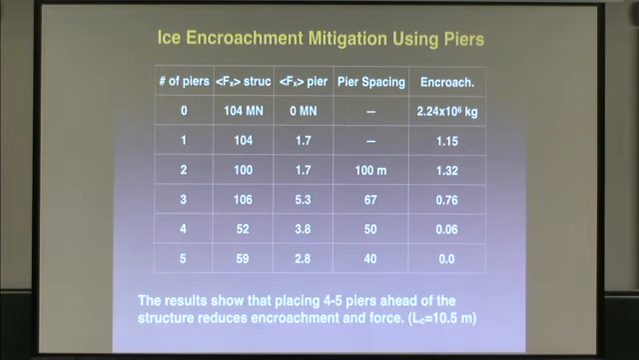The pier spacing goes from 100 meters down to 40 meters. The encroachment starts out at 2 million kilograms, down to 0. And remember, this is a 10-meter structure, so the encroachment is somewhat low to begin with, because it's such a big, tall structure. But still, the fact that you've got 0 is kind of interesting. Again, the characteristic length was 10 meters, 4 times the spacing in that case. Okay.